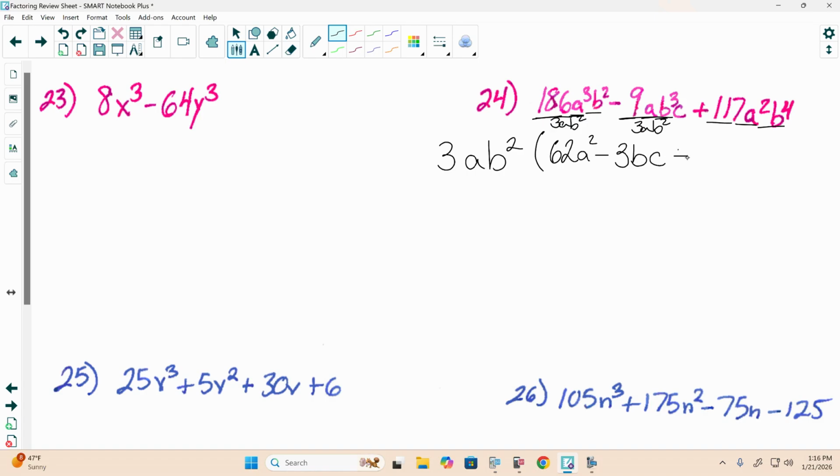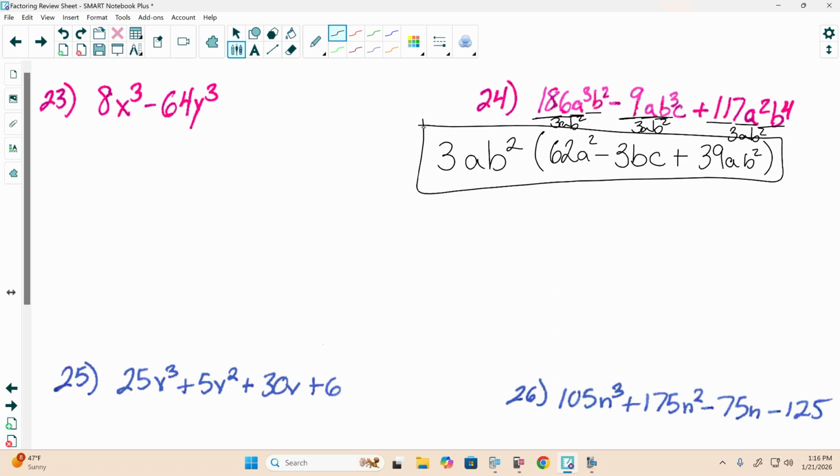Plus 117 divided by 3 was 39. If I factor the a out of a squared, we just have 1a. And if I factor the b squared out of the b to the fourth, we have b squared. And that's actually as far as it goes.